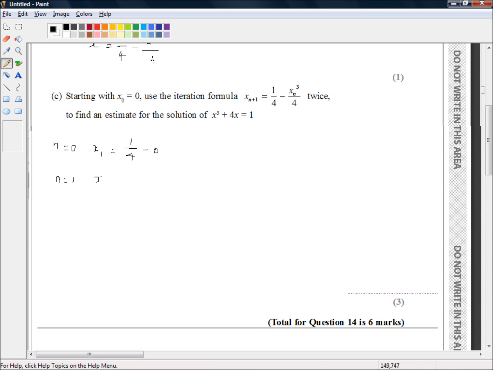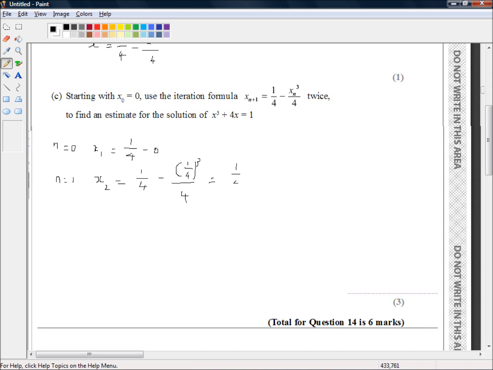and x sub 2, 1 plus 1 equals 2, is equal to 1 over 4 minus, well, xn this time, n is 1, so this is x sub 1, which we know is 1 over 4, and 1 over 4 cubed. So this is equal to 1 over 4 cubed divided by 4. Now, that may look ugly, but it's not really all that hard.